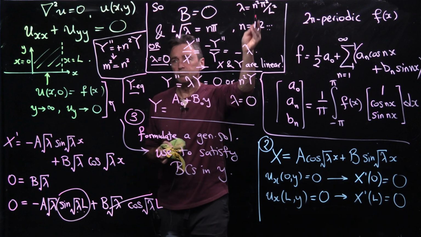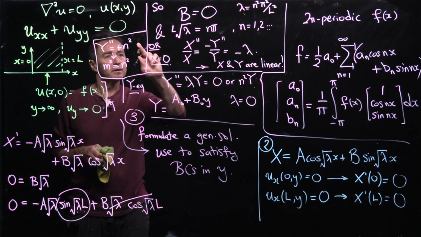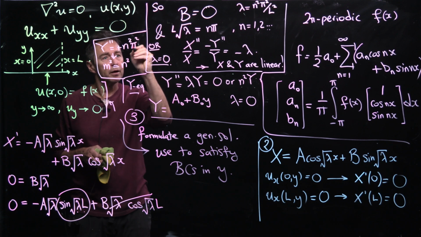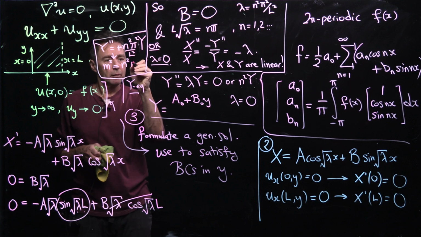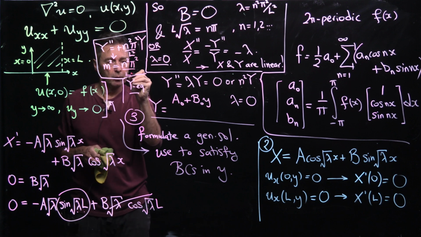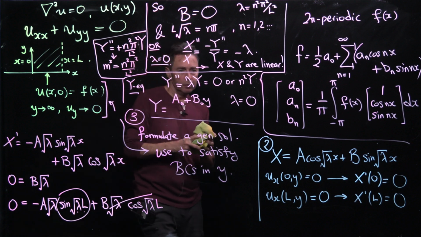Right, I have to make sure I've got that. So here, that's not equal to n squared. It's n squared pi squared over L squared times big Y. So I forgot a factor of pi on L. Okay.